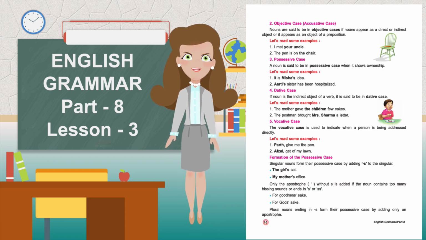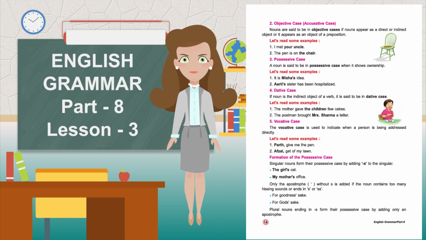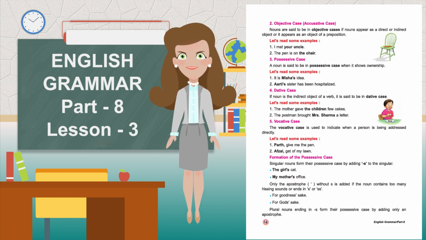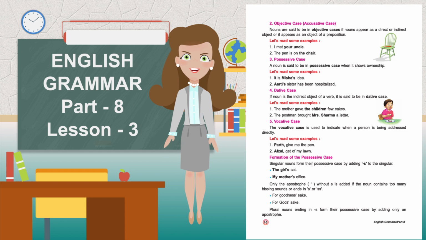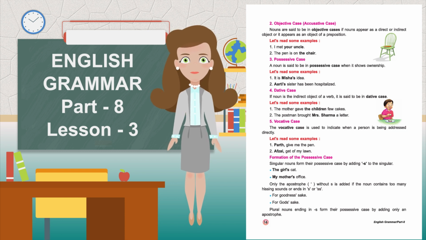Second, objective case, accusative case. Nouns are said to be in the objective case if they appear as a direct or indirect object or as an object of a preposition. Let's read some examples. I met your uncle. The pen is on the chair.